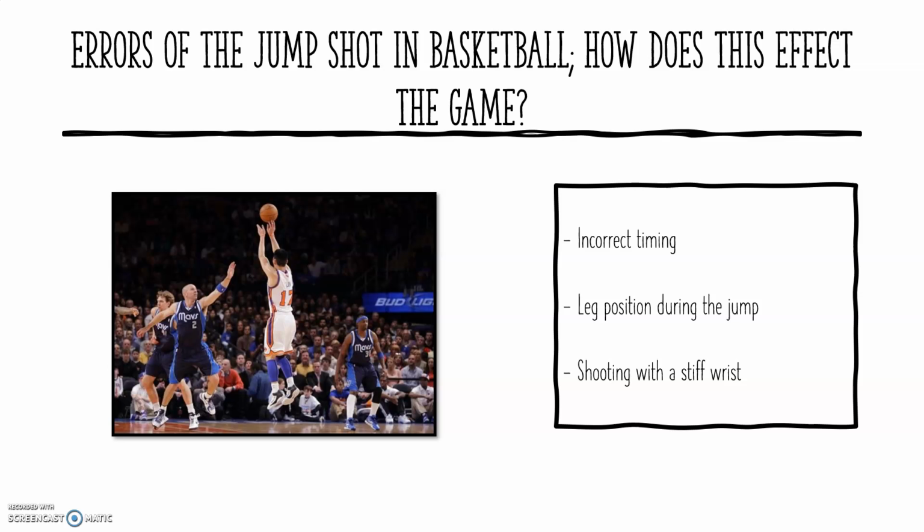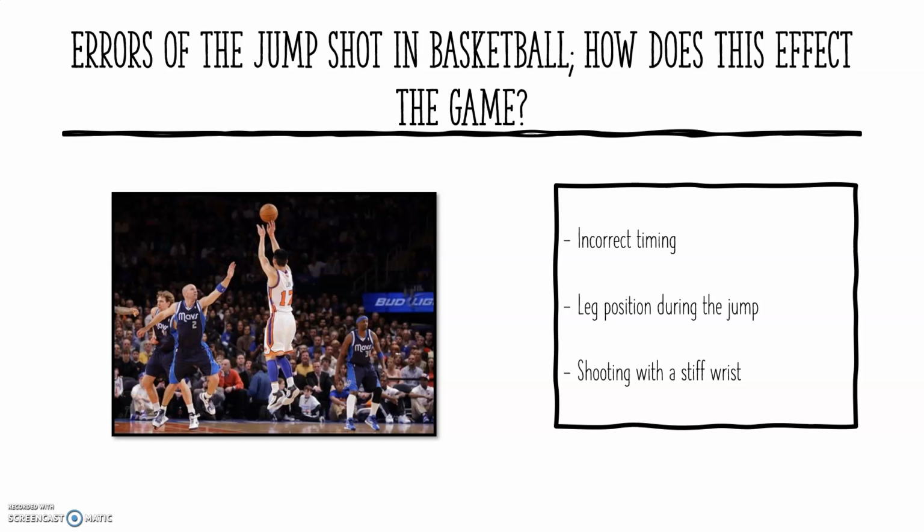The third error, and one of the most common errors that can be made, is the player shooting with a stiff wrist. According to ncbcamps.co.uk, shooting with a stiff wrist can cause the direction of the shot to be changed because a stiff wrist causes the player to take the shot from behind their head or with no arch.